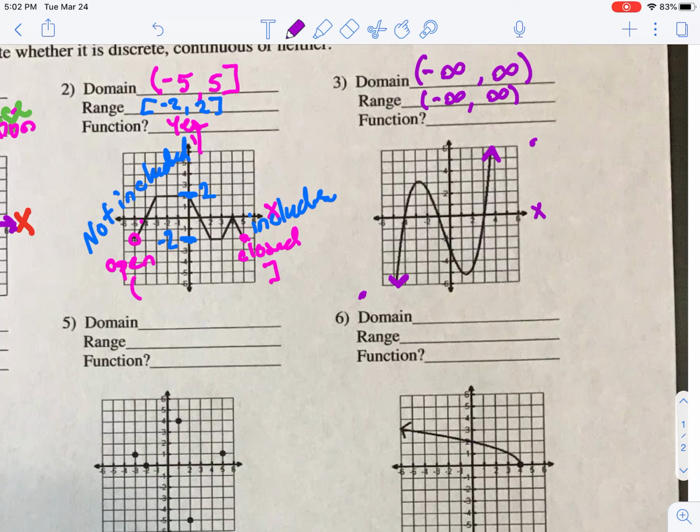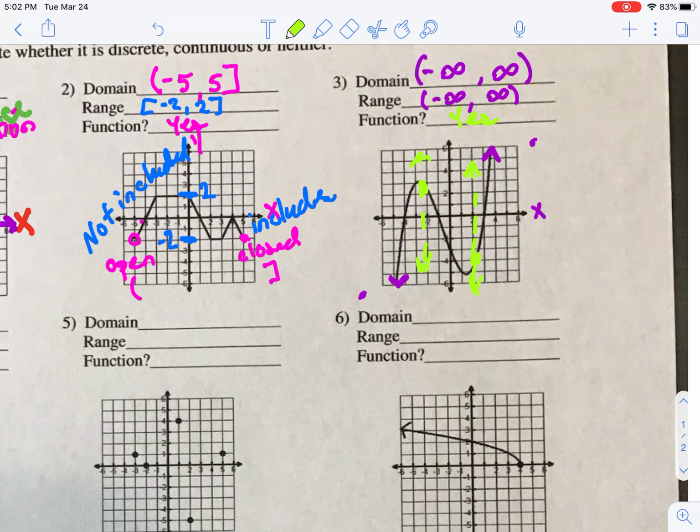Once again, for our function, we're going to do the vertical line test. If we draw vertical lines through our graphs, we should see that it's only hitting the graph one time. Yes, it is a function. All right.